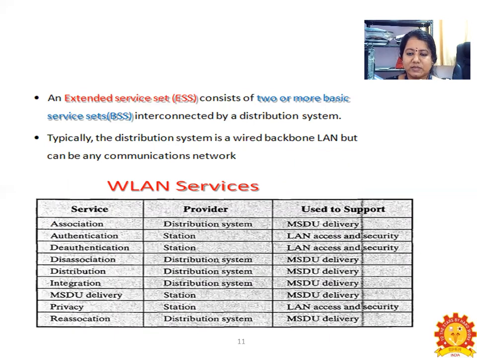An extended service set, which is an ESS, consists of two or more basic service sets, that is BSS, which are interconnected by a distribution system. Typically the distribution system is a wired backbone LAN, but it can be connected to any networks. WLAN services are the association, authentication, de-authentication, disassociation, distribution, integration, MSDU delivery, privacy, and reassociation. So these are the wireless LAN services.